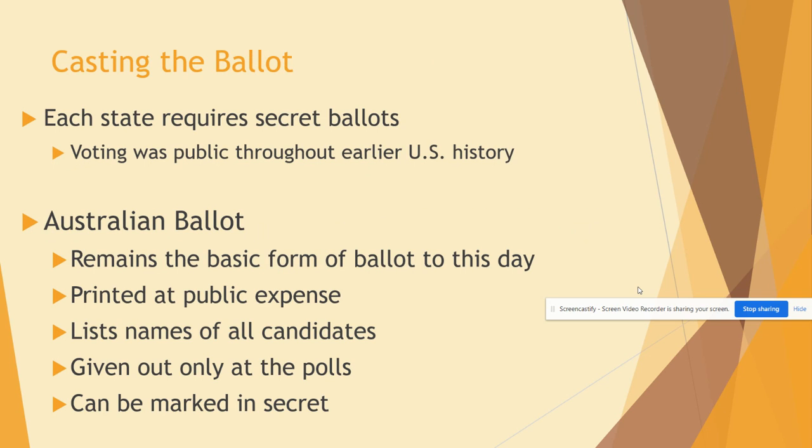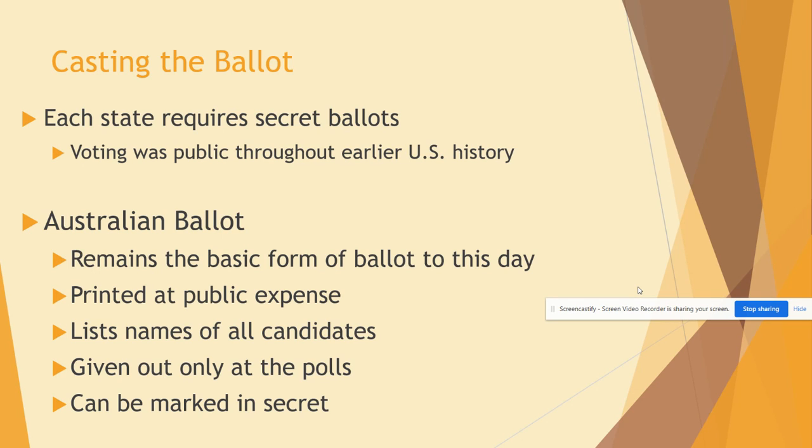Okay. And then each state requires secret ballots. So again, the ballots have to be secretive. It's not public knowledge who you voted for. They can't keep track. When you turn in your ballot, nobody's allowed to read it. It has to be secret so that you feel safe voting for who you actually want to vote for.